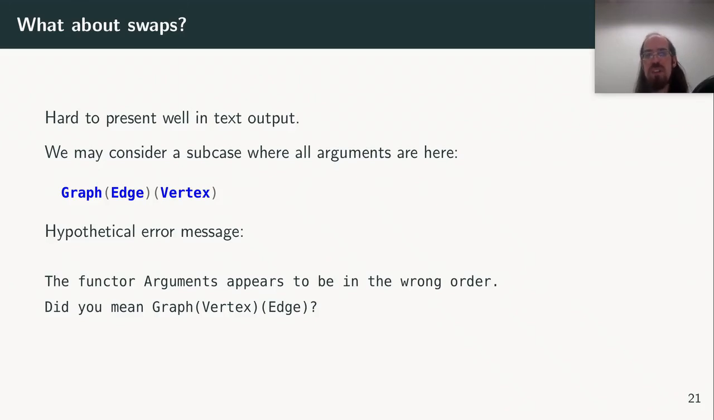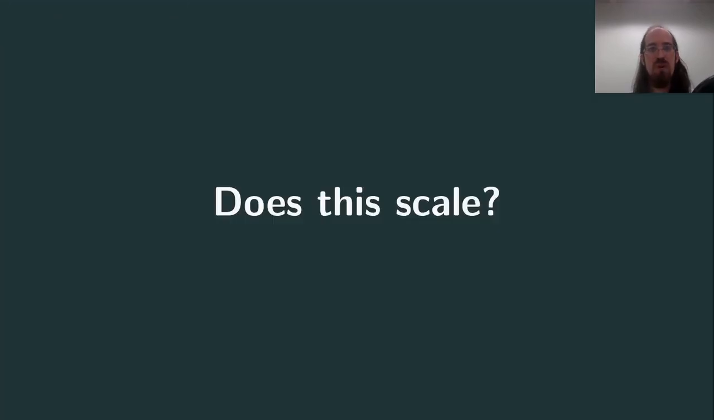We may consider at some point to handle the subcase where all arguments are here and you only need a permutation between all modules to get back a rightly typed functor. For instance, if I apply graph to edge and vertex, I could have an error message that tells me, did you mean graph vertex edge? That could work, but it needs some work.